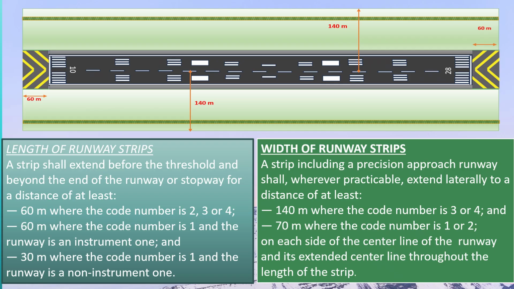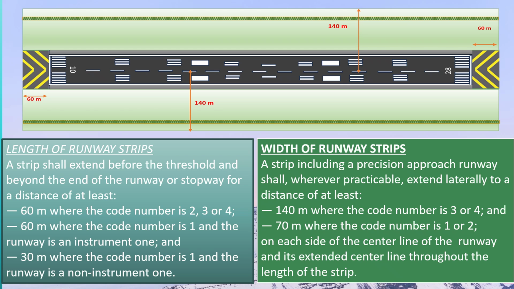Let us now check what the dimensions of the runway strip are. Coming to the length of the runway strip first. A strip shall extend before the threshold and beyond the end of the runway or stopway for a distance of at least 60 meter where the code number is 2, 3 or 4, 60 meter where the code number is 1 and the runway is an instrument one, and 30 meter where the code number is 1 and the runway is a non-instrument one.